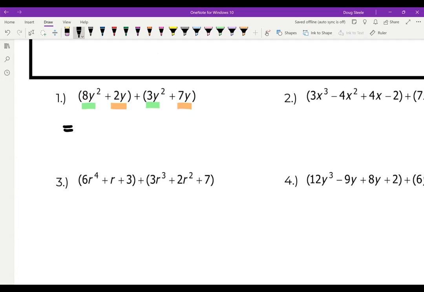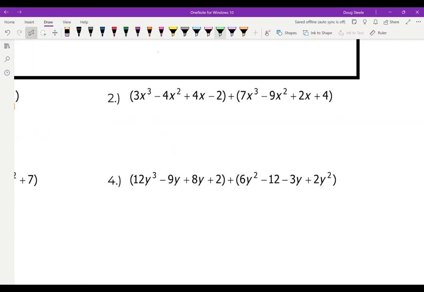So I have descending order. I'm going to do my y to the power of 2's first. I have 8 of them, and then I'm adding 3 more. So that gives us 11 y squared. I then have positive 2y plus 7 more y, so that gives us 9y. Those 2 terms that we have remaining are unlike terms because we have a different number of y's being multiplied in each one.